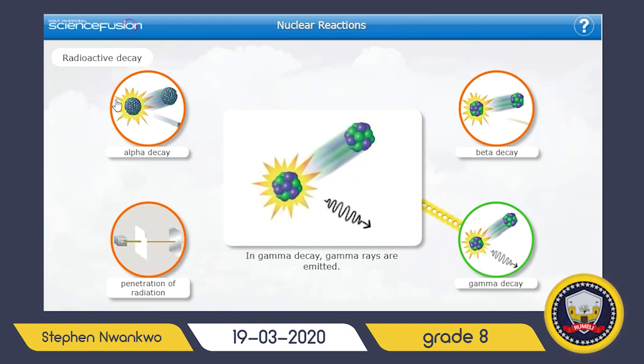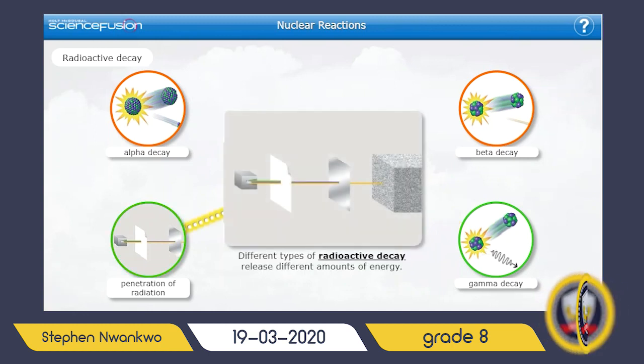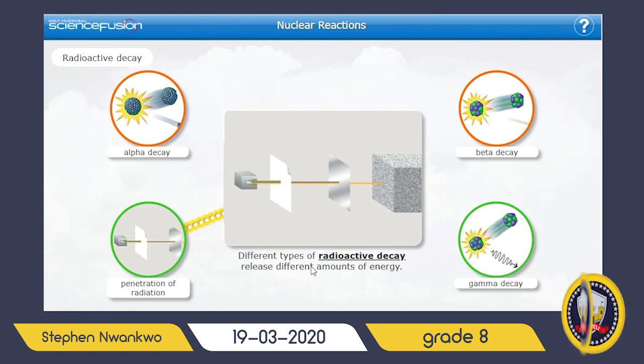Okay, how powerful are they? Not all of them have the same energy. We can say that nuclear energy is really strong. It produces a really high amount of energy, but not always the same. So different types of radioactive decay release different amounts of energy.